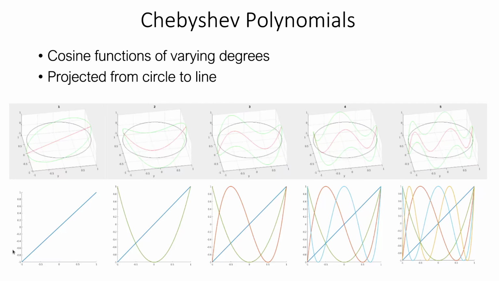Chebyshev polynomials are basically cosine functions of varying degrees, which when projected from a circle to a line, give us an orthogonal basis. From the first row, you can see the cosine functions plotted on the circle, when projected, form the second row, which is the set of polynomials.